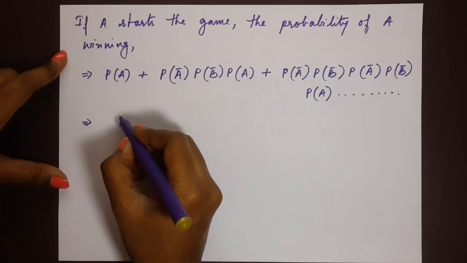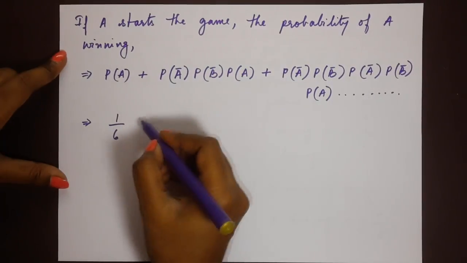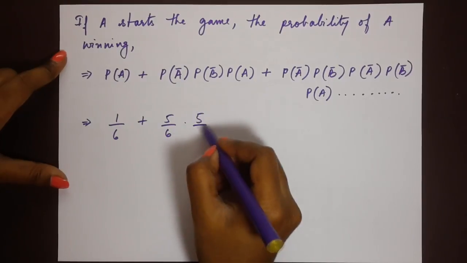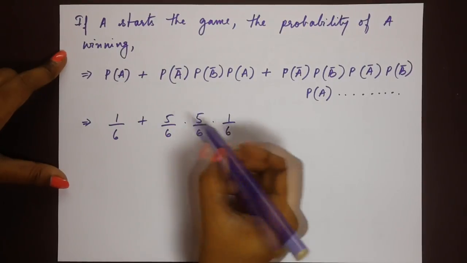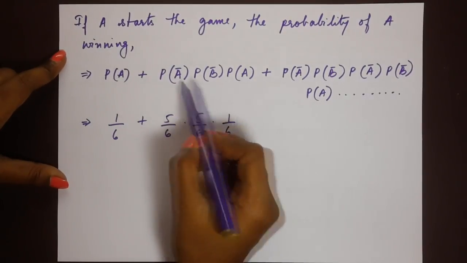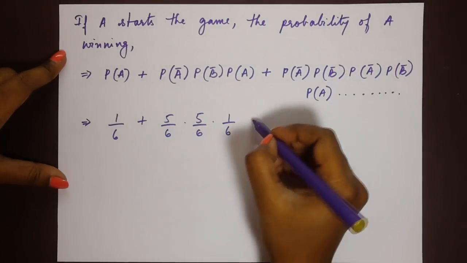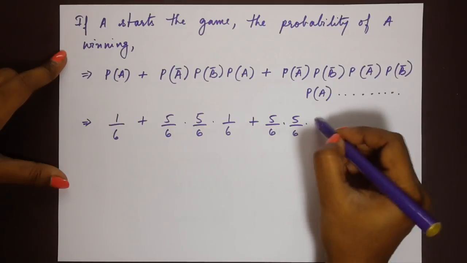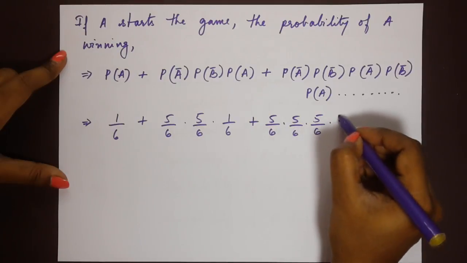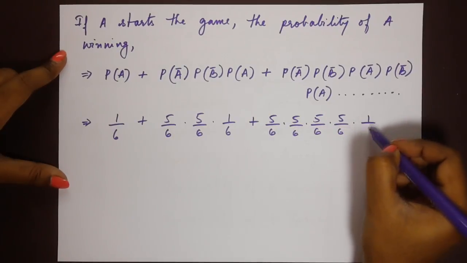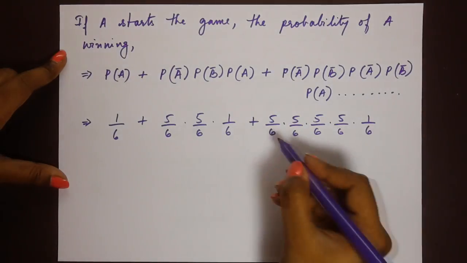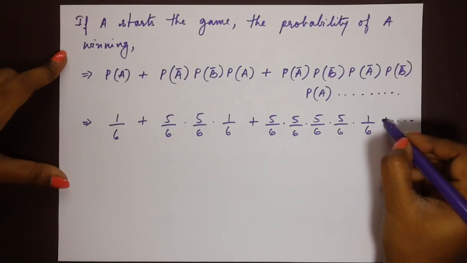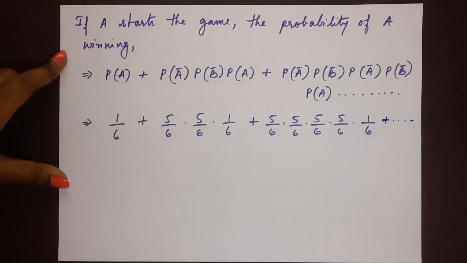So now if we substitute the values, we have here 1 by 6 plus 5 by 6 into 5 by 6 into 1 by 6. That's because the probability of A and B losing is 5 by 6. Plus next it would be 5 by 6 into 5 by 6 into 5 by 6 into 5 by 6 and then finally he wins 1 by 6. So you see it is alternating. I hope that makes sense. And this keeps on continuing.